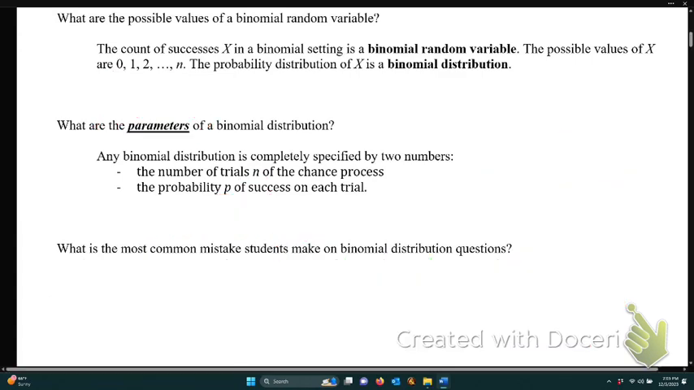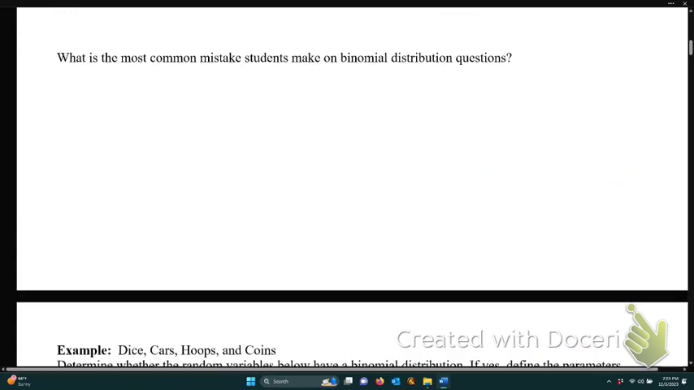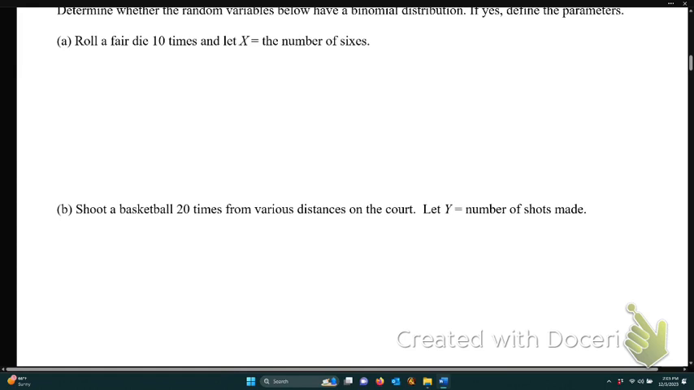All right, let's see if you guys can figure out if something is binomial or not. We're going to roll a fair die, and we're going to let X be the number of sixes. Let's check the BINS. B, is there a clearly defined success and failure here? Yes, 6. 6 is the success. What is the failure? Not a 6. Okay, cool. So we have that. We've got a binary situation here, success and failure.